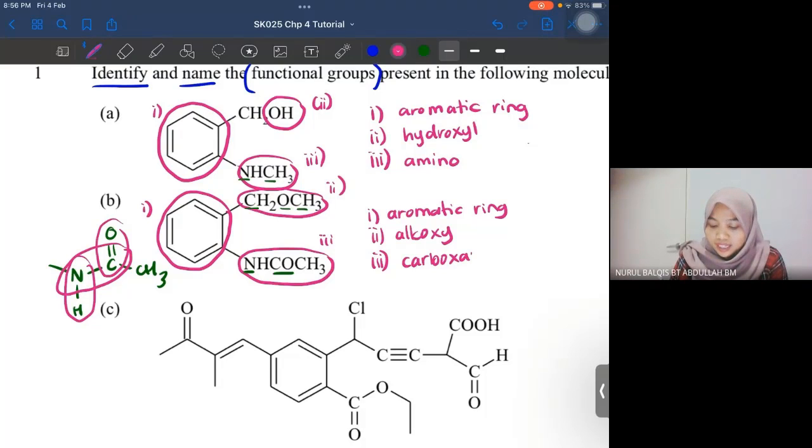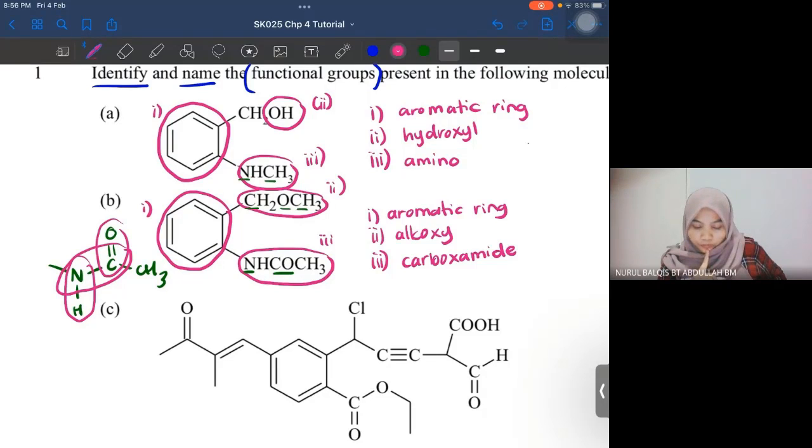Dia basically gabungan antara carbonyl and also bila you ada C double bond O attached to N, kita panggil dia amide. Sebab tu dia amide. Dia amide class of compound, tapi kalau dia punya group ni is carboxamide.